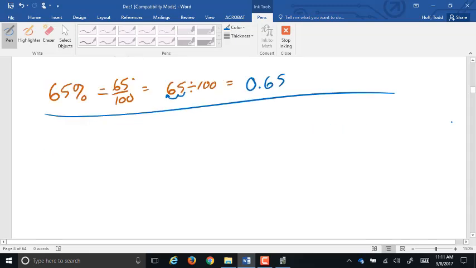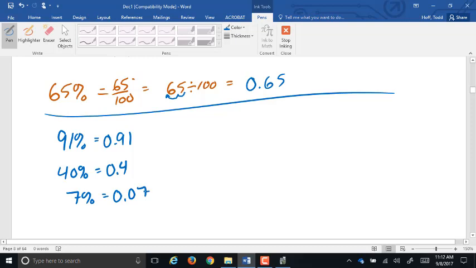So if I give you 91%, what would that be as a decimal? 0.91. How about 40%? 0.40, or you could do just 0.4. 7%. Perfect. 0.07. You have to be careful with that one because it's only one digit. You have to add the 0 in front of it.